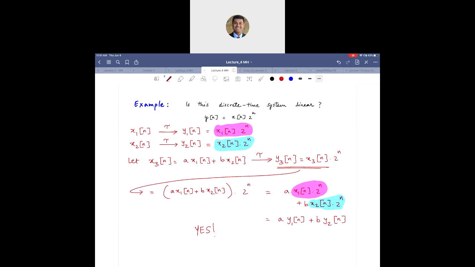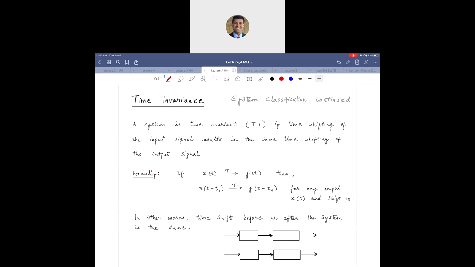Now, apart from systems being linear, they also have to be time invariant. What does time invariant mean? Time invariance, or TI, this is a way to classify the system. We have classified the system as linear and not linear. Now the next system classification is whether the system is time variant and time invariant.